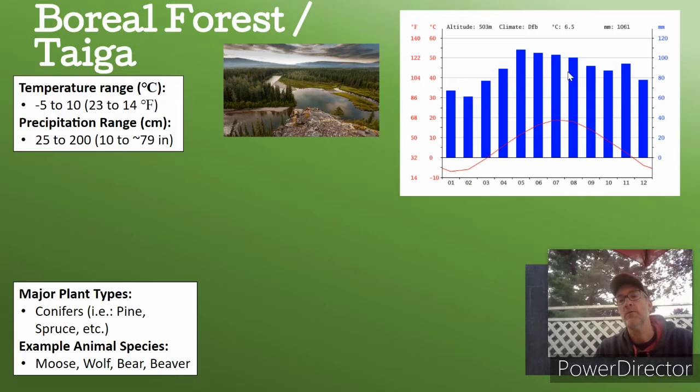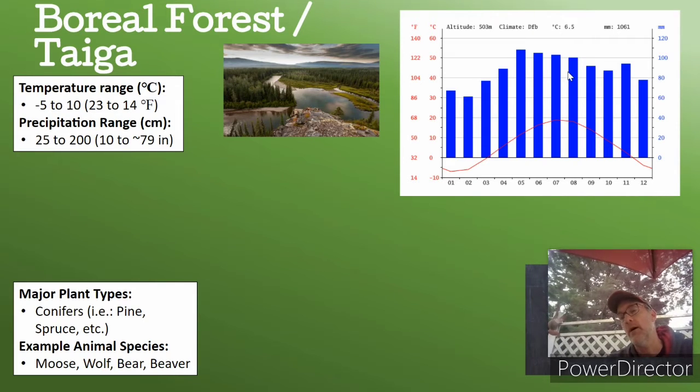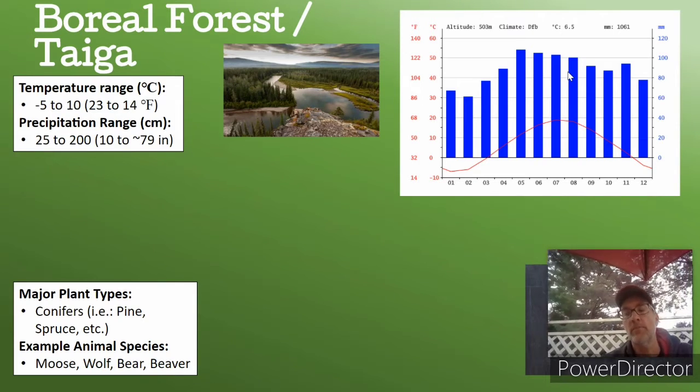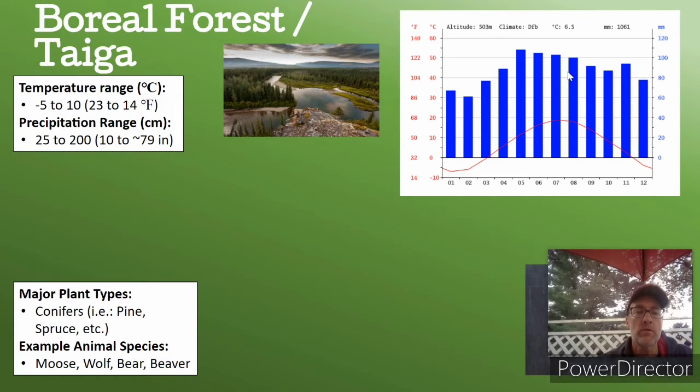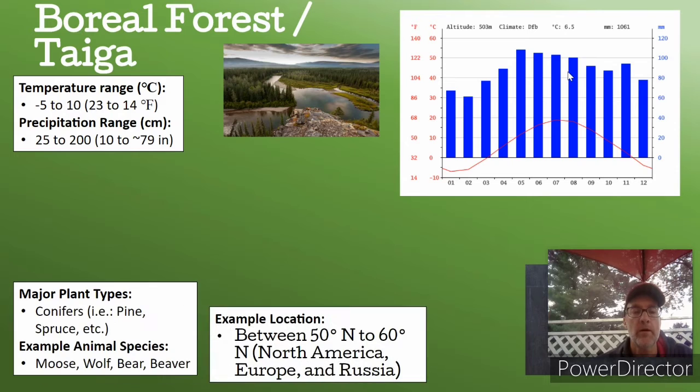What do you see there? Well, right behind me, I have some pine trees. They are white pine, and they'd probably be more common up north, but somebody planted them here in my backyard. So conifers such as spruce and pine trees, and animals like wolves, moose, bear, beaver.